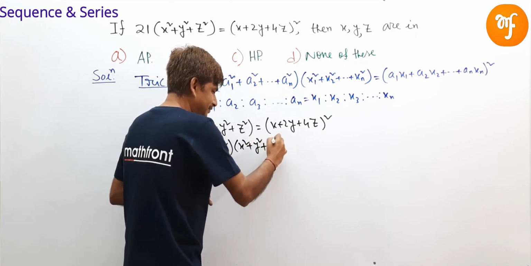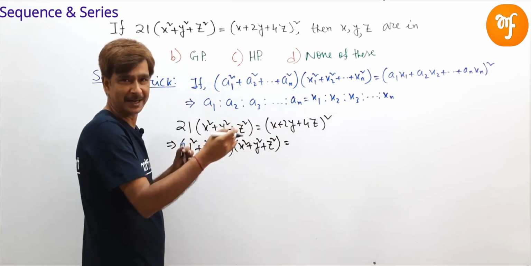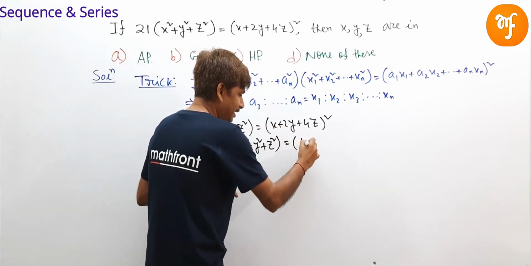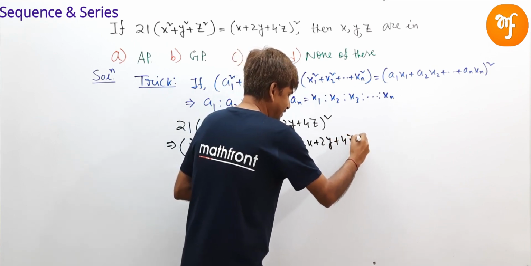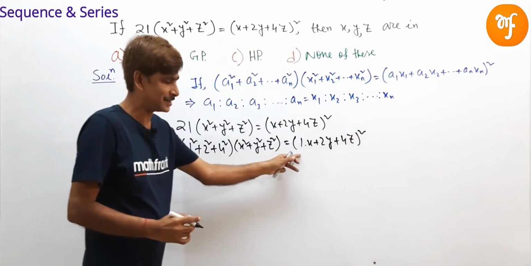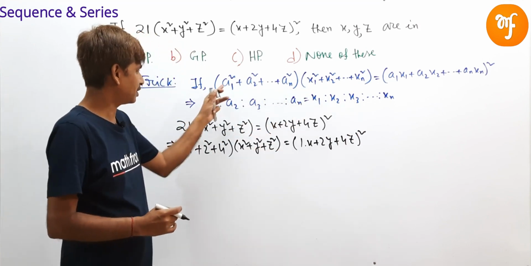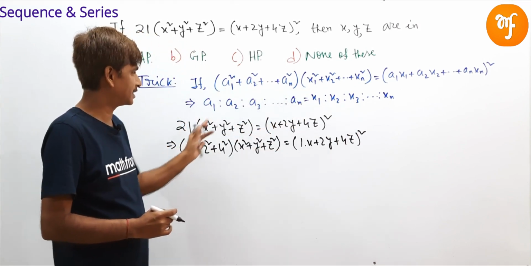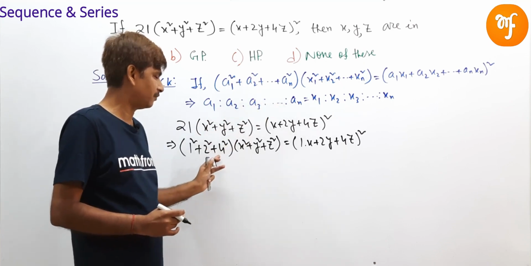and x square plus y square plus z square is there. And look, the right hand side is already in the arrangement, that is 1 into x plus 2 into y plus 4 into z whole square. So, this is in the form of Lagrange identity. Instead of a1 square, we have 1 square. Instead of a2 square, we have 2 square, like this. Instead of an square, we have 4 square.